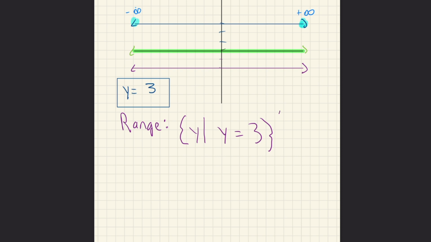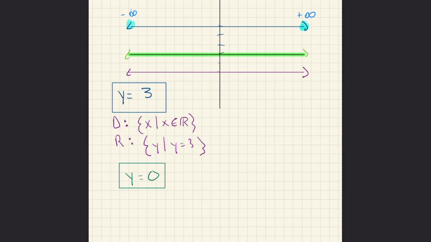Now this is set builder, so we're describing sets with those little squiggly brackets. That's why it's called set builder notation. And if we were to do interval notation, well, there is no interval. It would just look like this. You would just write interval notation would just be y is equal to 3.